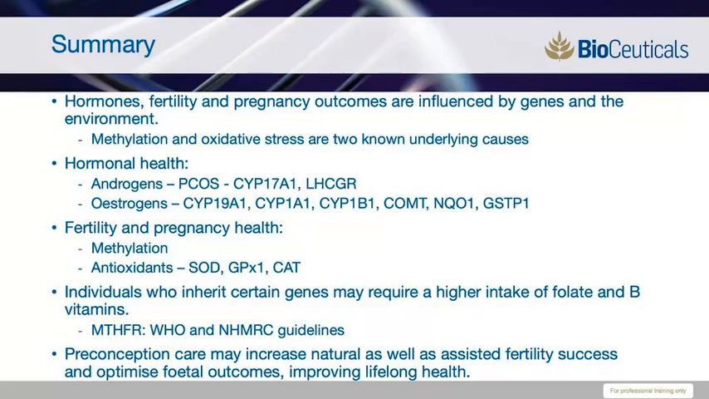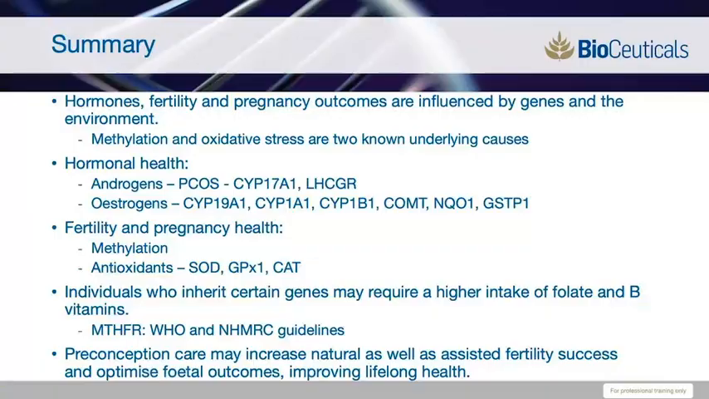So in summary, hormones, fertility and pregnancy outcomes are influenced by our genes and the environment. Methylation and oxidative stress are often underlying causes that you can address. When we talk about hormonal health, if someone comes into you and their concern is the androgens, testosterone, DHEA, or things like PCOS, look for that CYP17A1, look for the LHCGR, and then determine, well, is it a genetic thing? If it's not a genetic thing, what are their exposures? Phthalates, parabens, all of these things that we'll discuss in the next module. As I said, weight is important too.